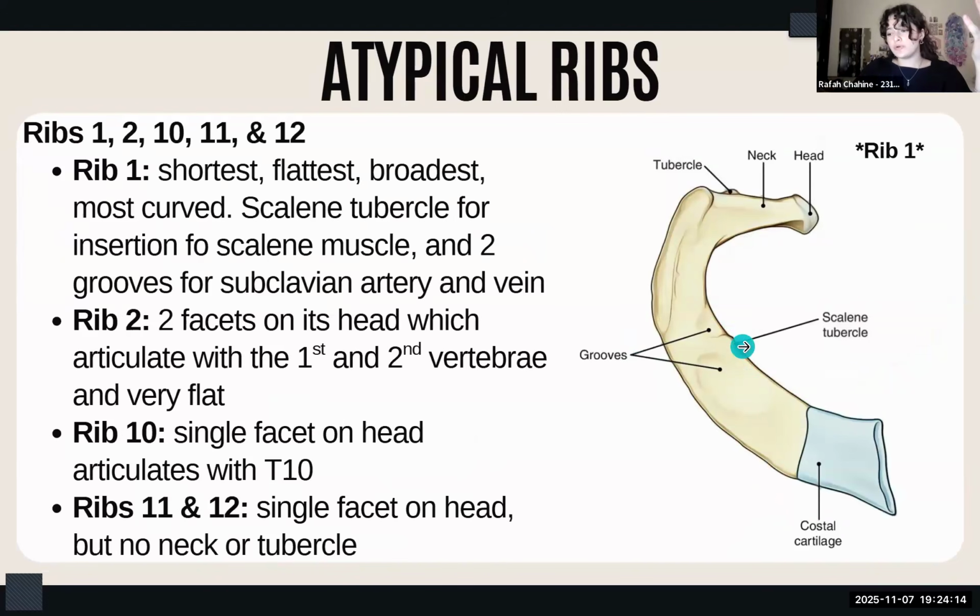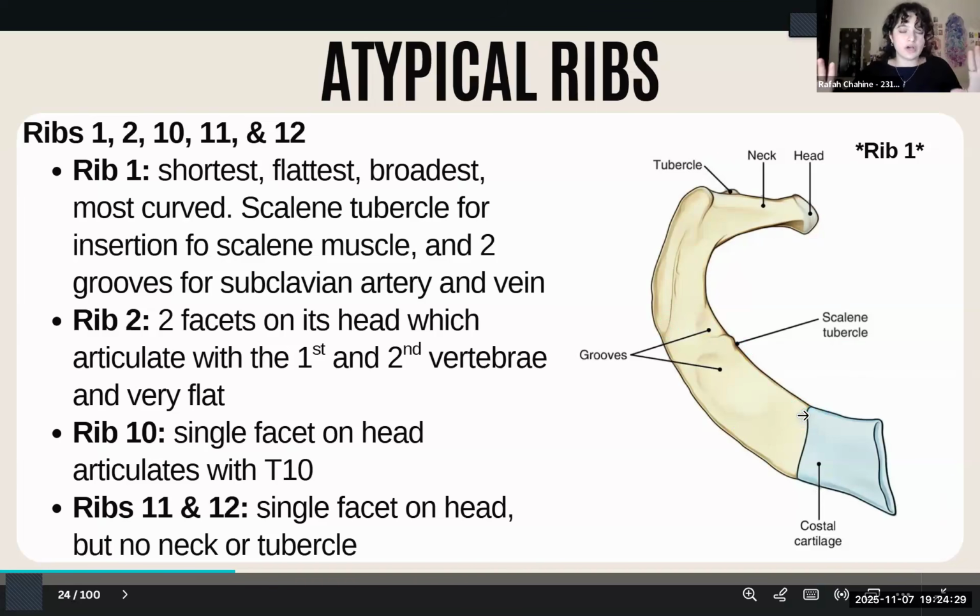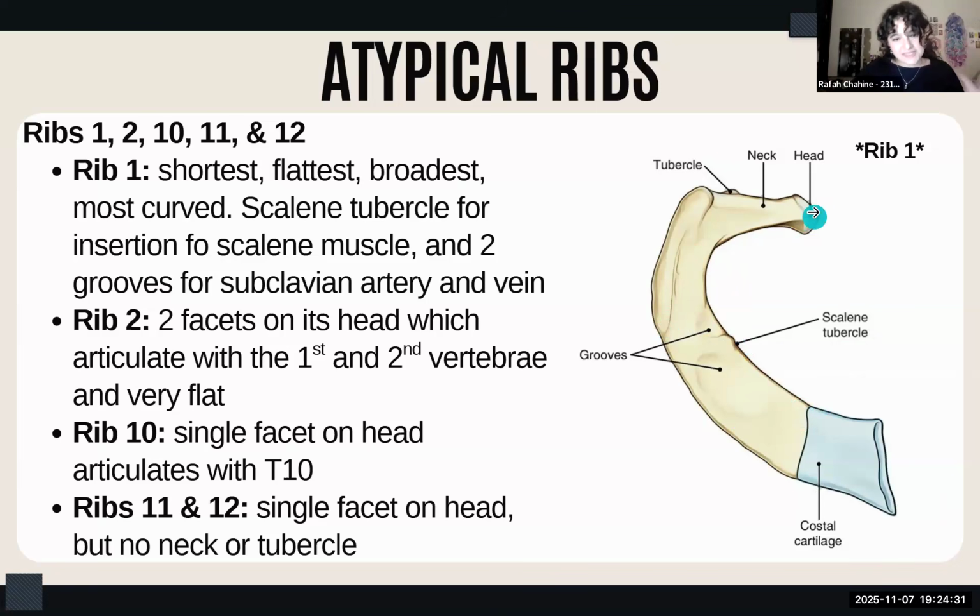So rib number 1, why is it atypical? 11 and 12 are floating ribs, yes. Okay, so why is rib number 1 atypical? It is atypical because it is the shortest, the flattest, the broadest, and the most curved, okay? Super curved, super flat, super short. It has a head, but this head has only one articulating facet, okay? One articulating facet. It has a neck, it has a tubercle, awesome. Everything so far has been a little bit typical, a little bit atypical, right? The only atypical things we've mentioned are its size and its shape, and the fact that it only has one articulating facet on its head.